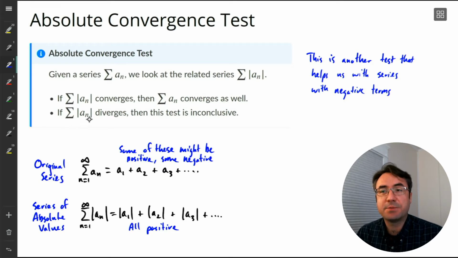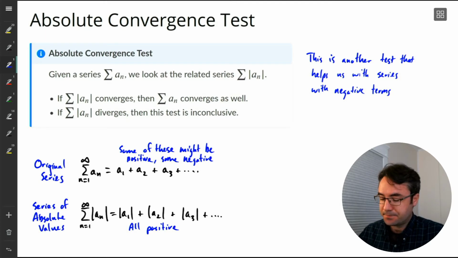If the series of absolute values diverges, then the test is inconclusive. It doesn't really tell us what's happening with sigma an. That might converge, it might diverge. So the way we use this generally is this first statement here, where if we find out that the series of absolute values converges, well, then we can automatically conclude that our original series converges as well. All right, so let's try out an example.